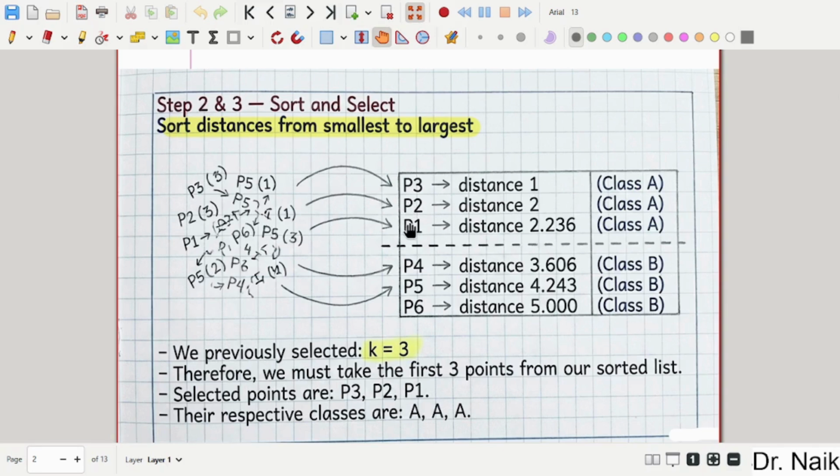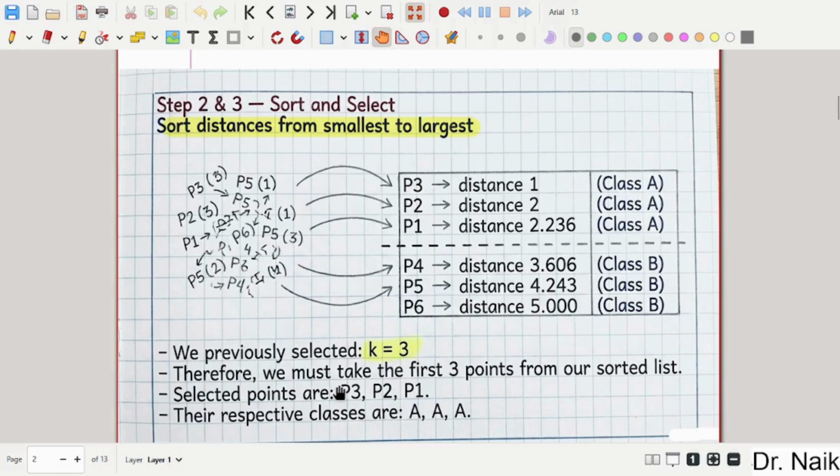Then comes P2, whose distance is 2, and then the distance from point P1, which is 2.236, and then the distance from point P4, which is 3.604. Then comes the distance from point 5, which is 4.243, and finally the distance from point 6, which is 5.000. We have given k as 3.